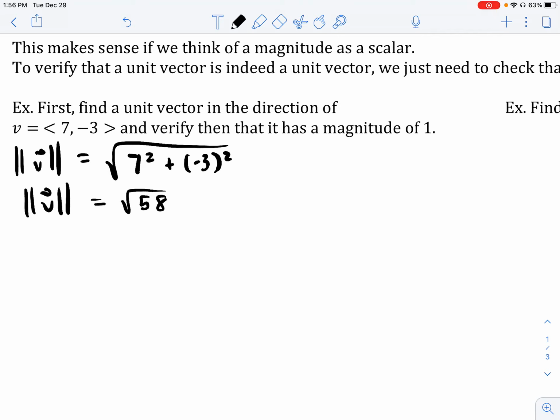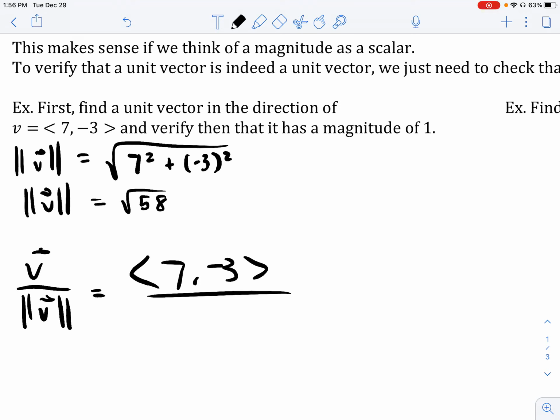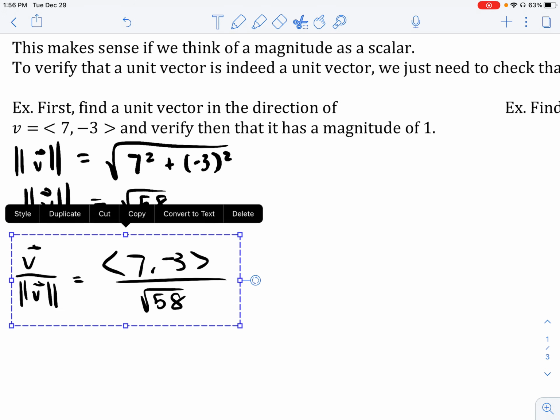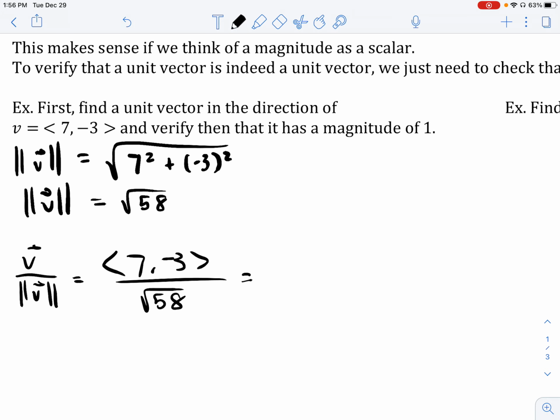Now we're going to take our vector v and divide it by its magnitude. Again, this is so that we can get a unit vector, one with a magnitude of 1. So we're going to take vector v, which is <7, -3>, and divide it by its own magnitude of root 58. Let me make this a little bit smaller so we have some room to work with. That's going to be 7 divided by root 58, and then -3 divided by root 58.